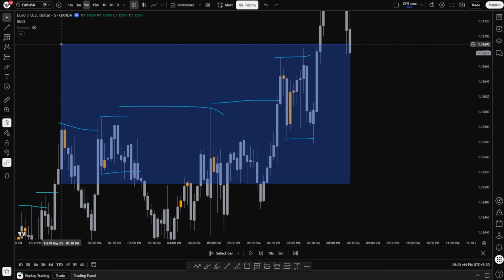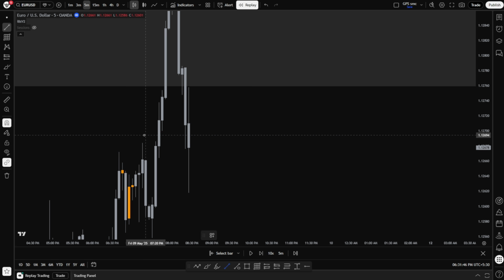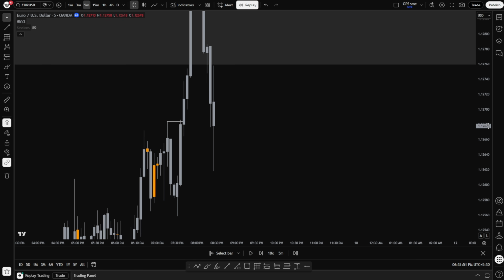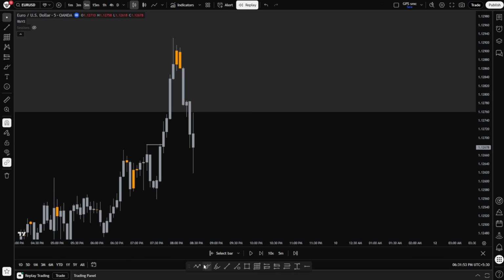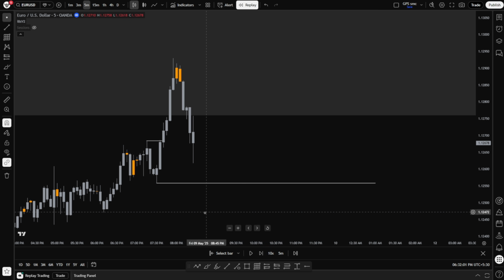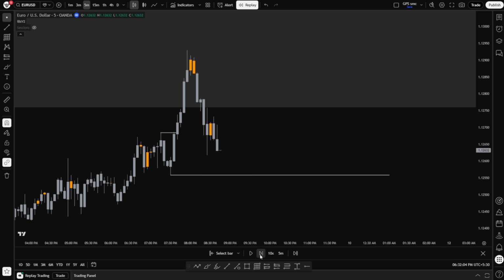So I'll just delete all these things. I will mark this. So that's the recent order flow structure. So when the market comes down and breaks this point, I will consider looking for a trade. So let's wait and see what happens.